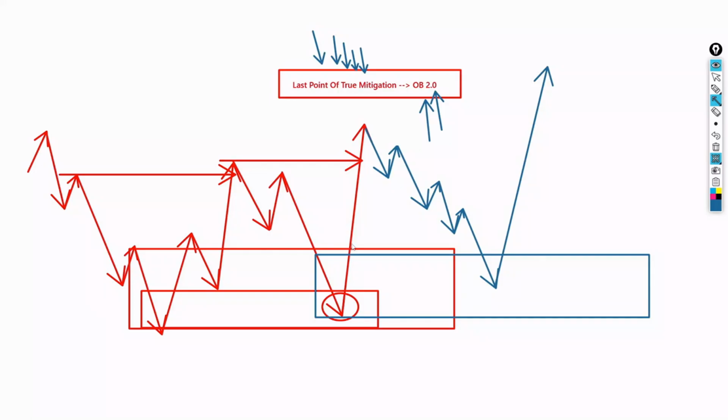So we're going to be going back into the charts, and we're going to be taking a look into actual candles so that I can ensure that you understand what I just told you about order blocks 2.0s right here.